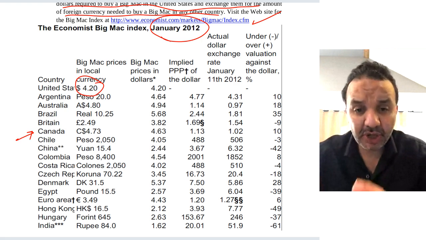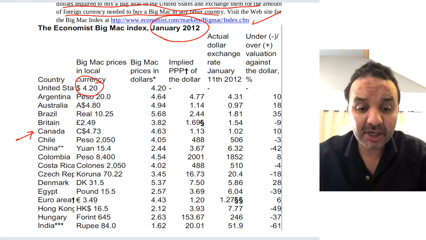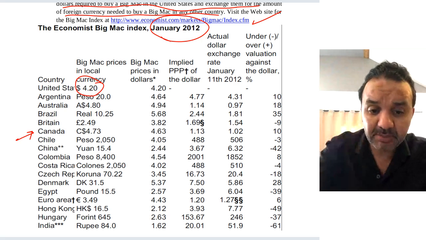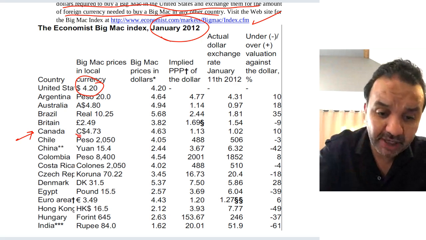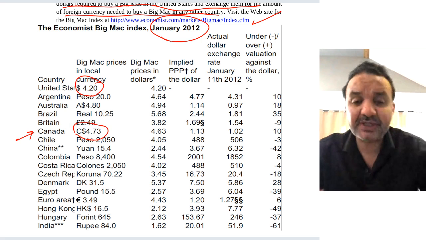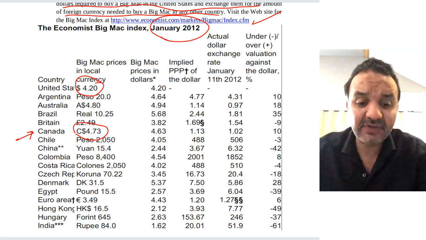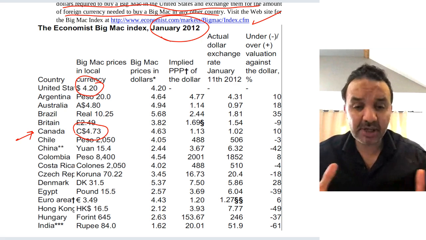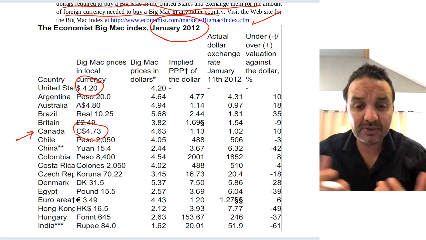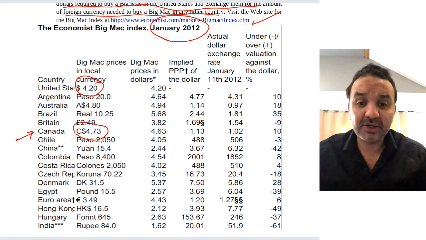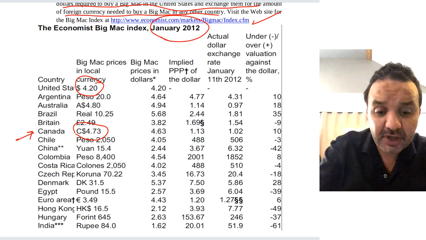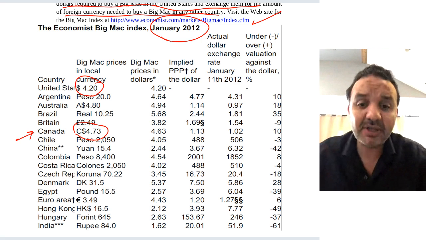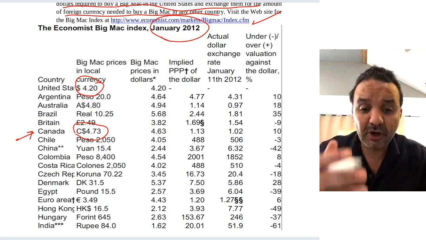Let's take Canada as an example. Let's say you went to Canada and stopped by McDonald's and wanted to buy one Big Mac sandwich. When you looked at the menu, you found that the price of one Big Mac is four Canadian dollars and 73 cents. The Big Mac is the same. It doesn't matter whether it's sold in Canada or the United States. The taste should be the same, and the sandwich should be the same. So what should be the exchange rate between the Canadian dollar and the US dollar based on the prices of these two sandwiches?